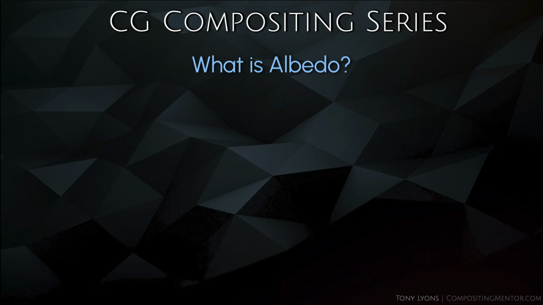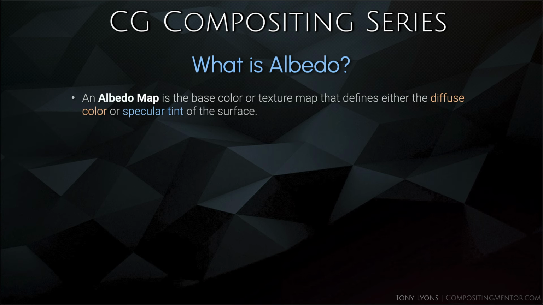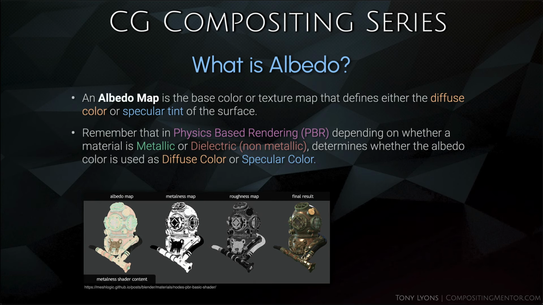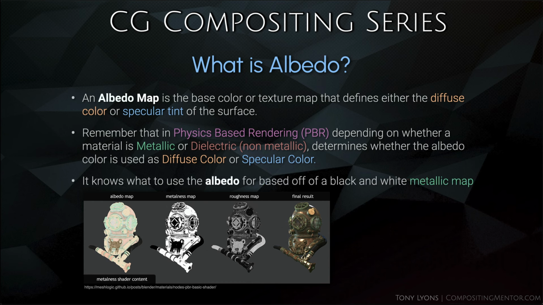Okay, so what is albedo? Very fancy word. So what does it mean? An albedo map is the base color or texture map that defines either the diffuse color or the specular tint of the surface. Remember that in physically based rendering, or PBR, whether a material is metallic or dielectric, non-metallic, determines whether the albedo color is used as the diffuse color or the specular color. It knows what to use the albedo for based off a black and white metallic map.